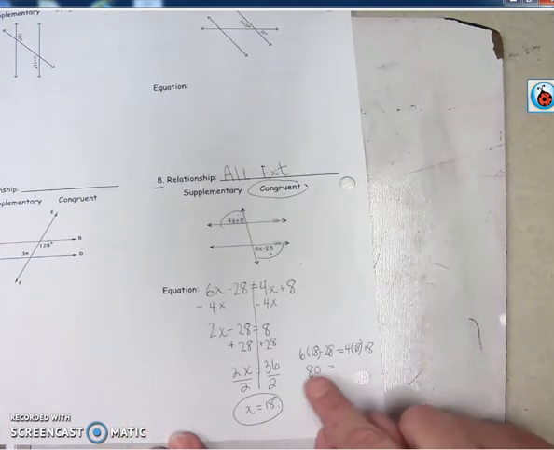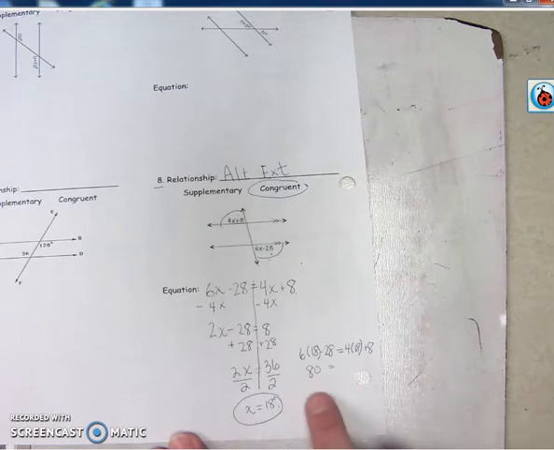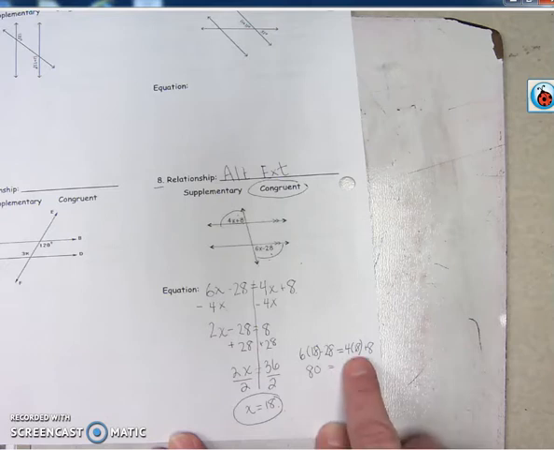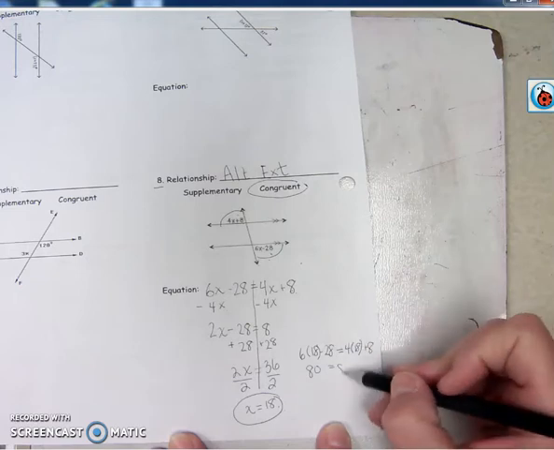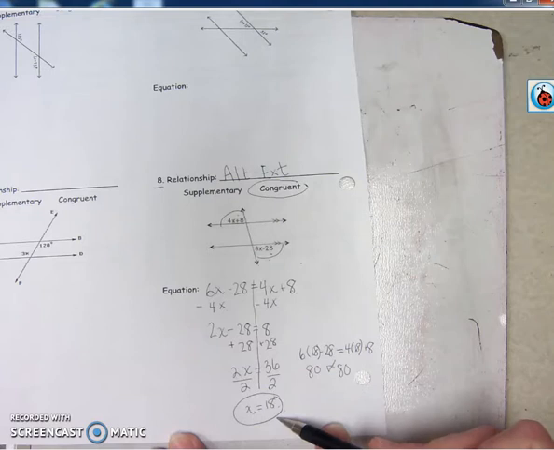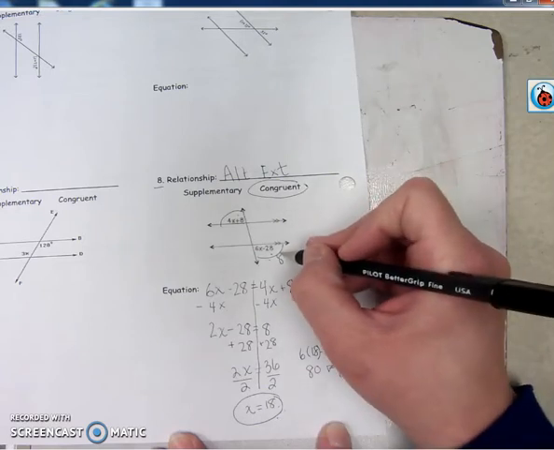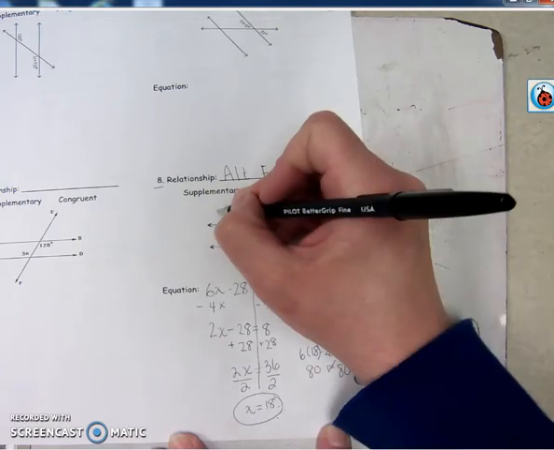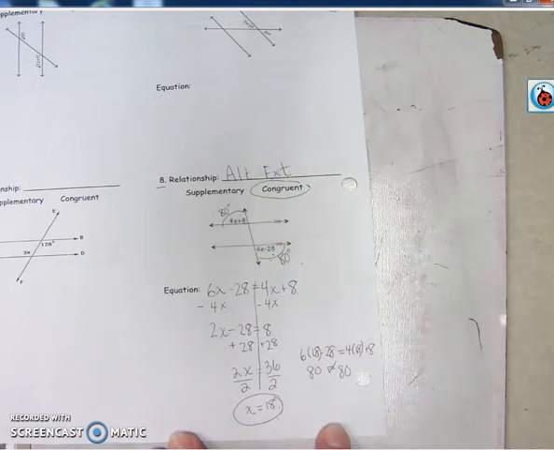To check this, I would do 6 times 18, and I would subtract 28. So when we did 6 times 18 minus 28, we got 80. And then on the other side, I do 4 times 18, because that's what x equals, and I add 8. Do I still get 80? And yes, we do. So this checks. So that means that x equals 18. It means this angle in here is actually 80 degrees, but that x equals 18.